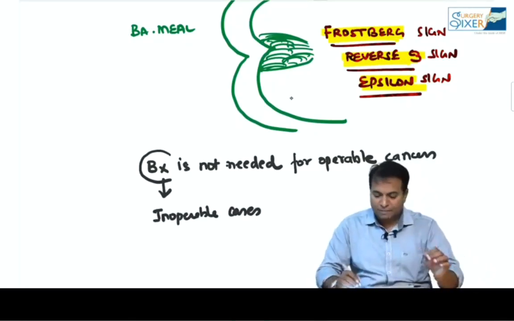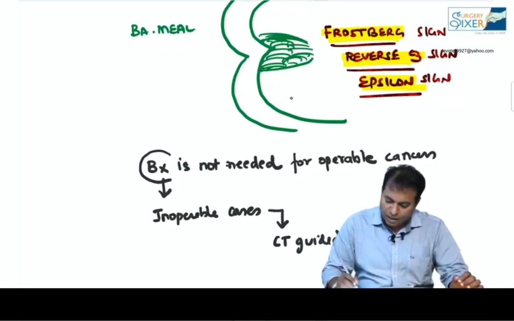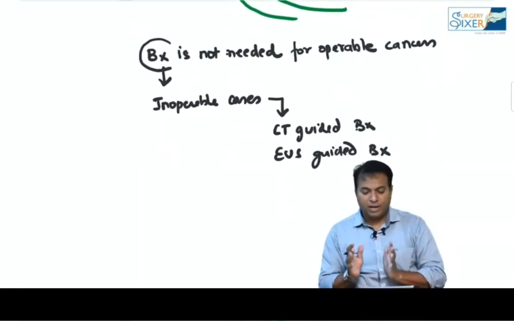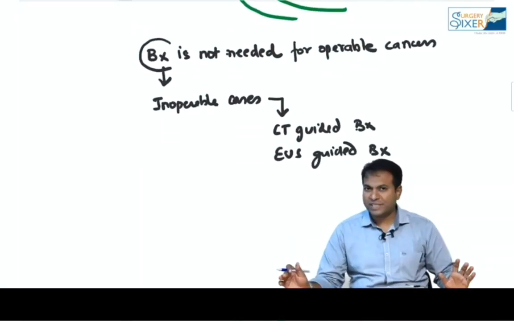In inoperable cases, we can take a biopsy by CT guided biopsy, or EUS guided biopsy can be advised. In inoperable cases, just for palliation, if we want to give chemotherapy or some other medical management, we will go for biopsy only for inoperable cases. Operable cases, no need of biopsy. Directly we can operate on those patients. Okay, so these points you should not forget.